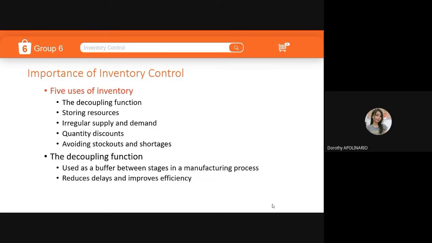Next is the importance of inventory control. We have five importance. The first one is the decoupling function. One of the major functions of inventory is to decouple manufacturing processes within the organization. If a company didn't store inventory, there could be many delays and inefficiencies. For example, when one manufacturing activity has to be completed before a second activity can be started, it could stop the entire process. However, stored inventory between processes could act as a buffer.